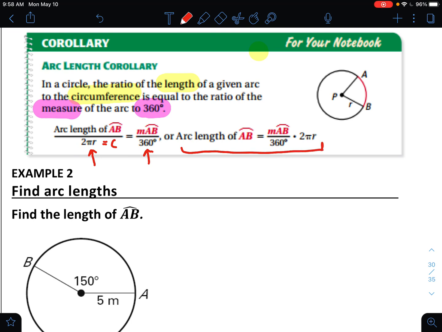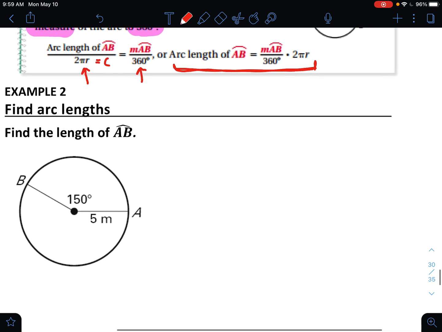Now, I do not use this part of the formula. You may use that part of the formula if you want. I choose not to, just because I feel like it's an extra step you need to remember. So let's just go back to this first proportion.